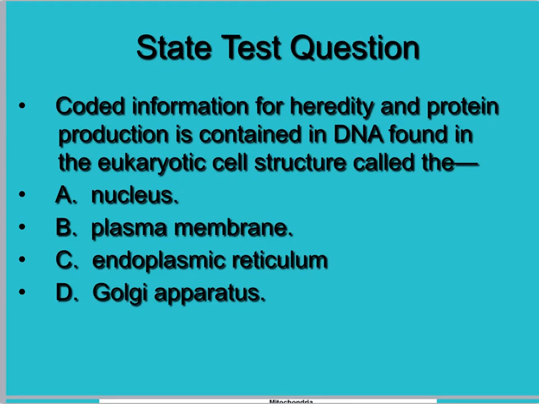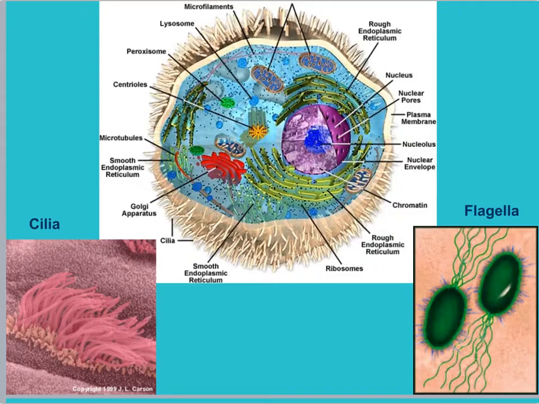Coded information for heredity and protein production is contained in DNA, found in the eukaryotic cell structure called the nucleus, plasma membrane, endoplasmic reticulum, or Golgi apparatus. So hopefully you know that DNA in the eukaryotic cell is in the nucleus. Notice I can ask you eukaryotic or prokaryotic, so you need to be very careful with reading the question.